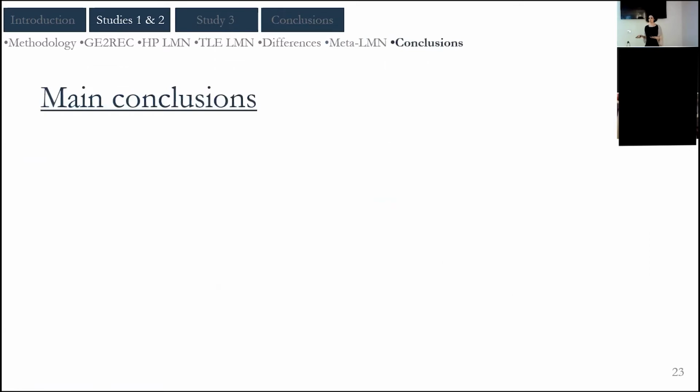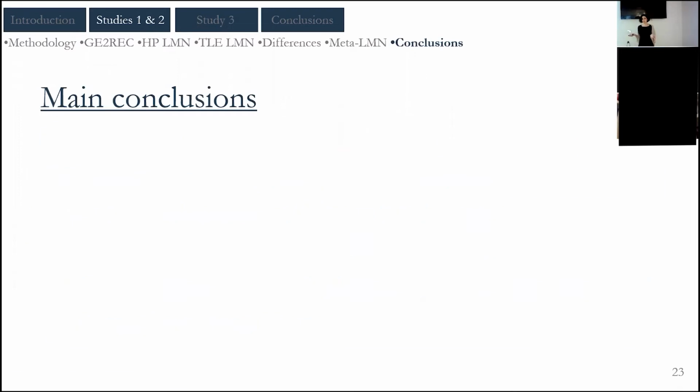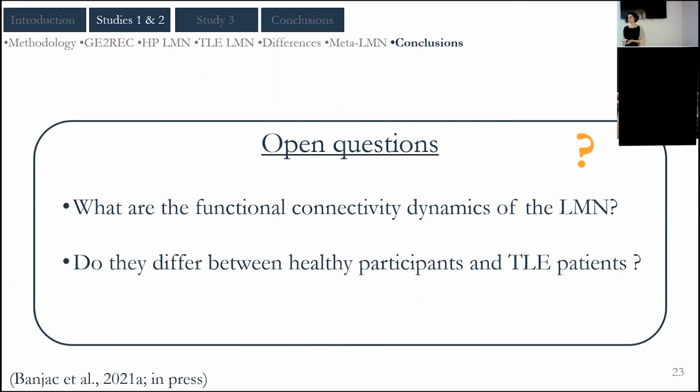of language models. To sum up results of the first study, we saw that using this protocol, we can indeed activate interactive language and memory network as expected via meta-analysis. That is, using this protocol, we found a vast frontotemporal parietal network, also containing subcortical structures. This is a dynamic network in the sense that it changes from task to task. We didn't find one specific reorganization pattern in our patients. However, the regions that they showed reduced activation of were the regions that were previously found to be engaged in integration and cognitive control. Nevertheless, these studies left us with some open questions.